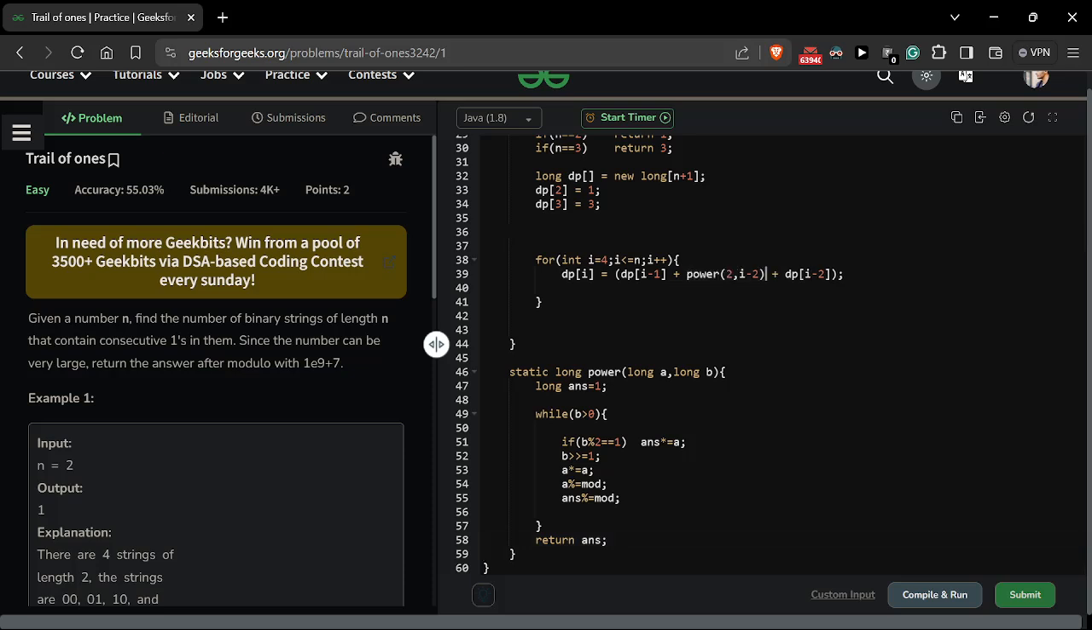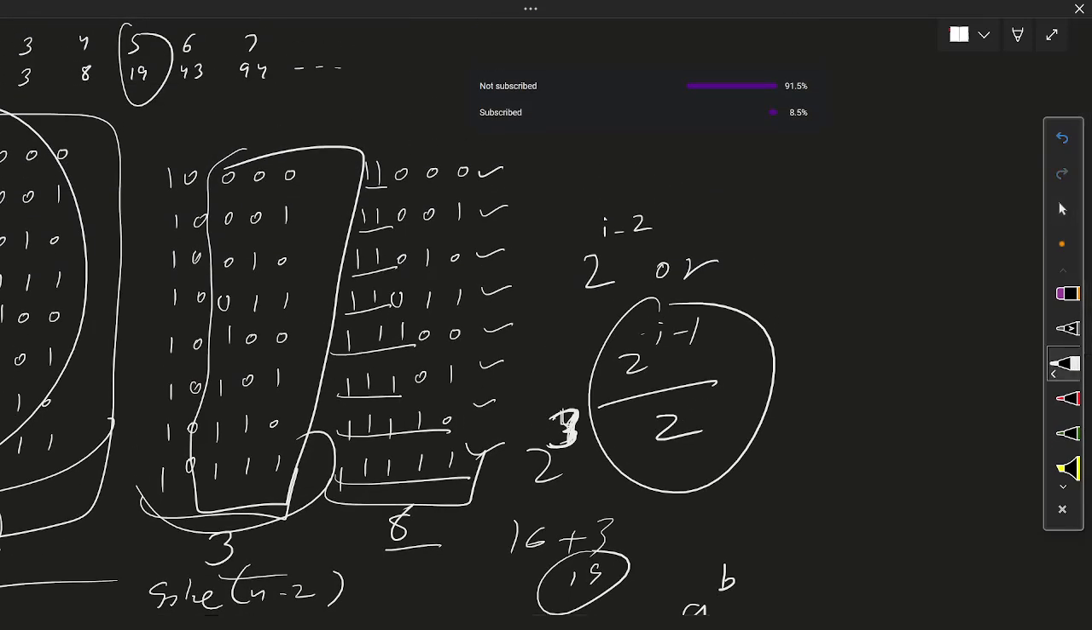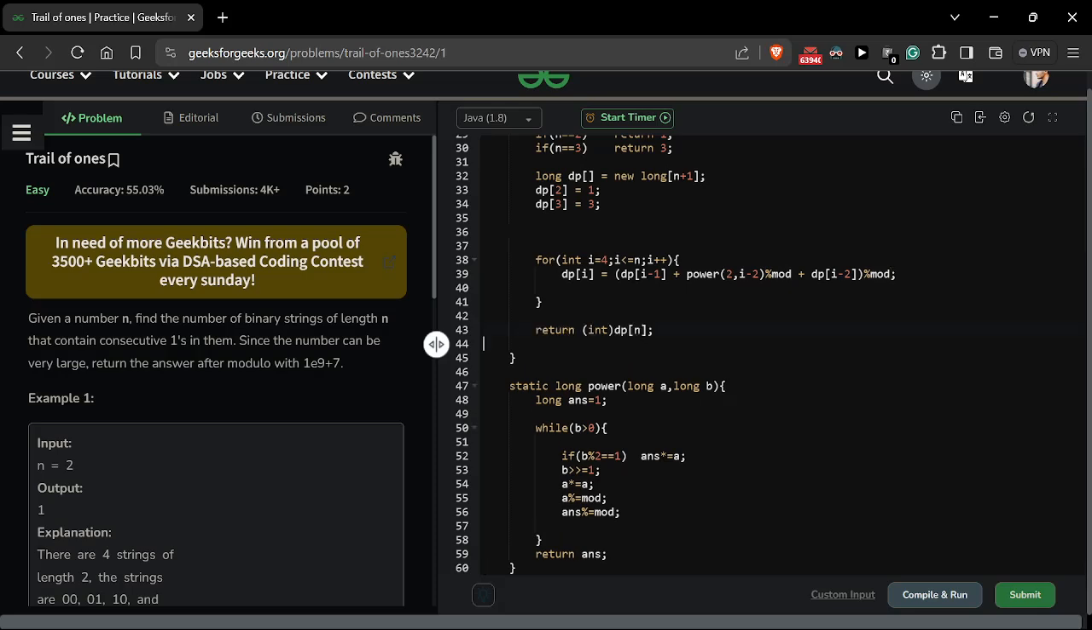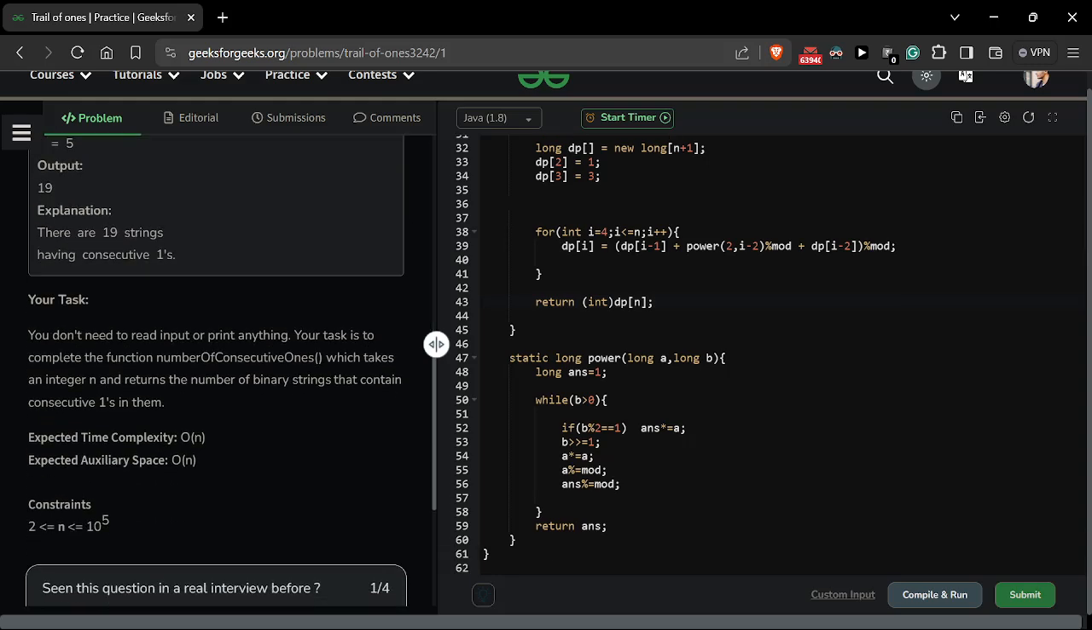Now I have to consider the power of 2 to the power of i minus 1. This value I have to also consider, which means this set, the i minus 2 set, and just apply modulus here and here. Now at the end return dp of n, but with conversion to integer. So its time complexity is order of n and space complexity is order of n.